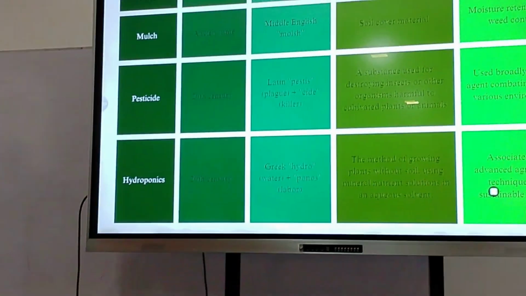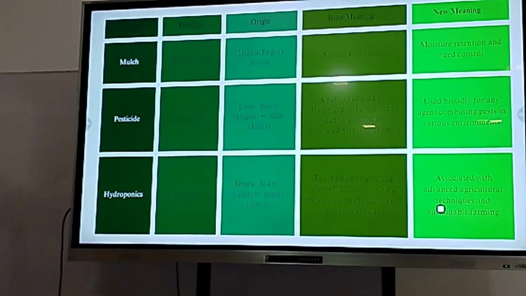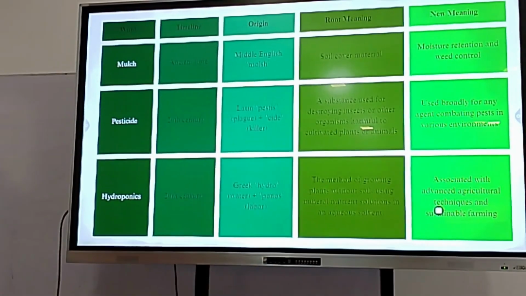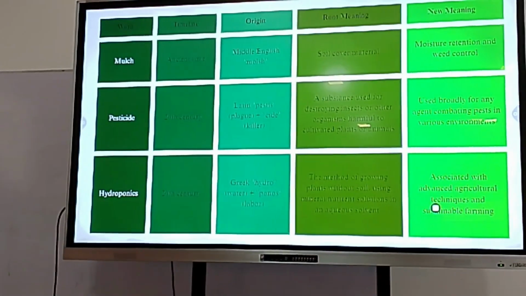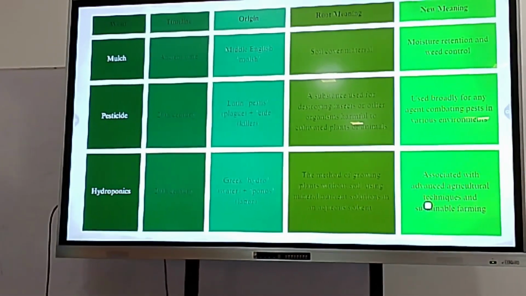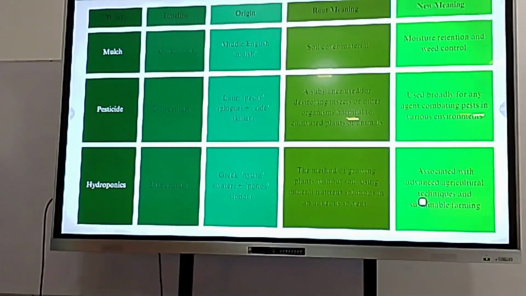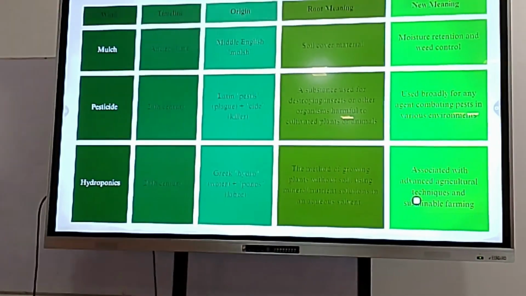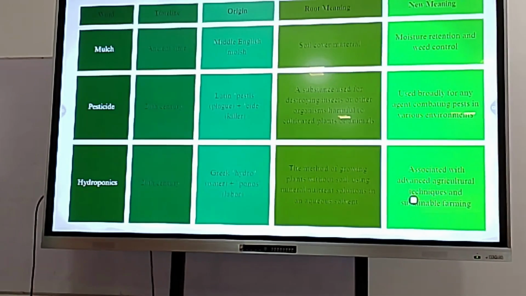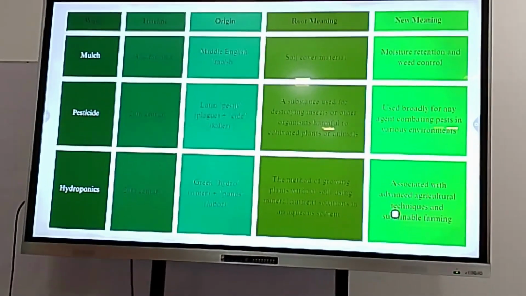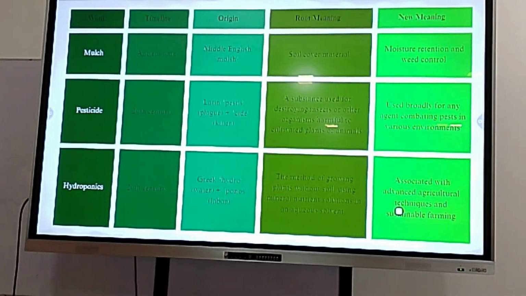The first word, mulch. People started to use this word from ancient times. The origin of this word is Middle English, mulch. The root meaning of this word is soil cover material, and the new meaning is moisture retention and weed control.